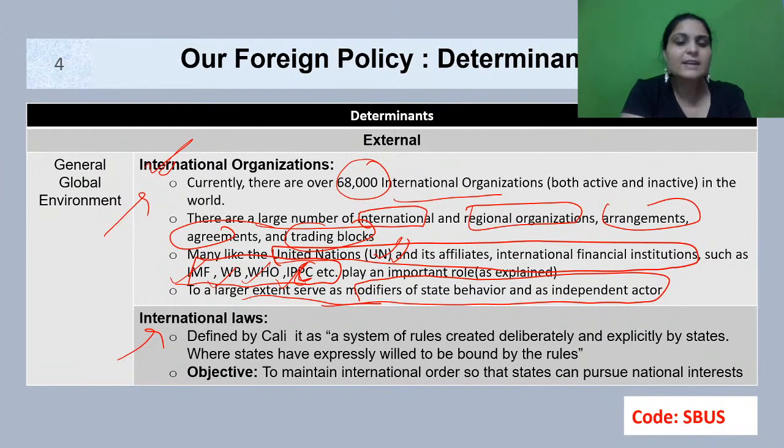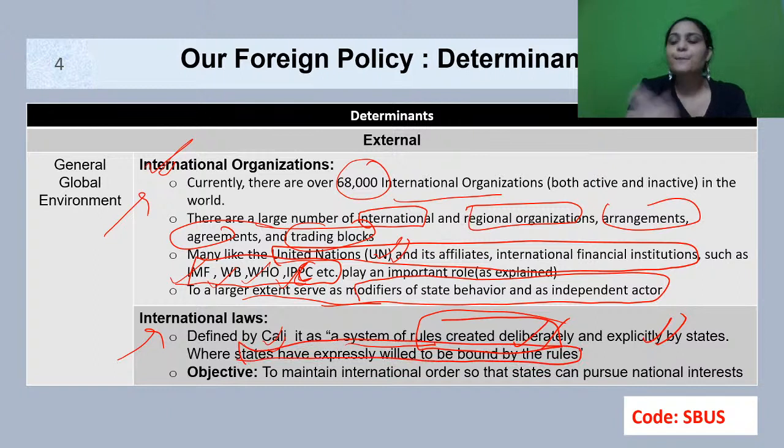Now, international law. As per Kelsen, it is a system of rules created deliberately and explicitly by states, where states have expressly willed to be bound by the rules. For example, the UN Convention on Child Labor, we are signatories to that. Why did we sign it? We signed it out of our own voluntary compulsion. We were not compelled to sign it. Why? Because we thought it would be good to have such rules, because child labor in any form is ruining our economy and our bright future.